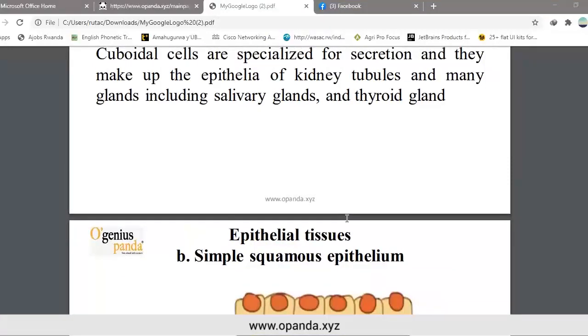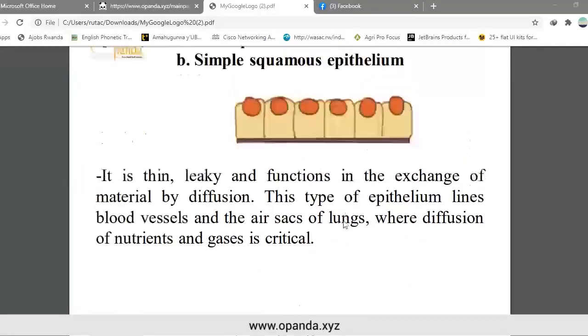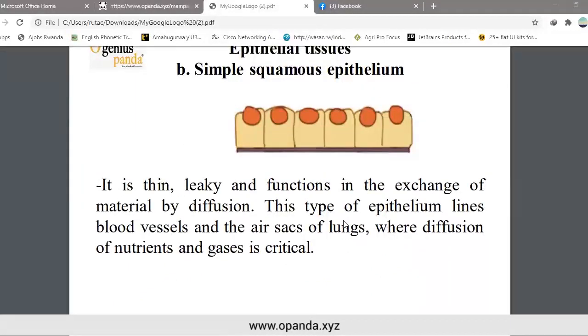We have also simple squamous epithelium, which is thin, leaky, and functions in the exchange of material by diffusion. This type of epithelium lines blood vessels and air sacs of lungs, where the diffusion of nutrients and gases is critical.